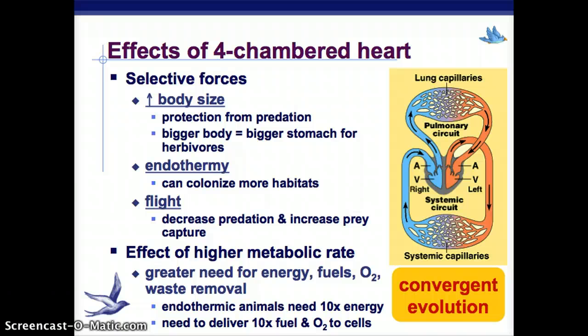So the effects of a 4-chambered heart. Just a few effects of having a 4-chambered heart. Your body size, because you have a 4-chambered heart, it's probably a bigger animal. So there's protection from predation. And they have a bigger body in order to hold the bigger heart. So you'd have to have a bigger stomach if you were an herbivore.